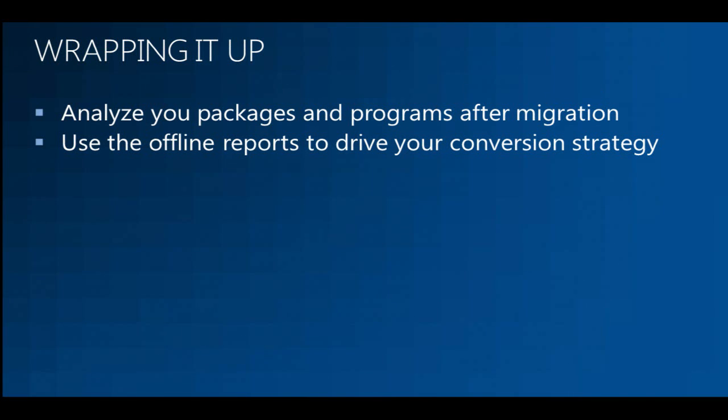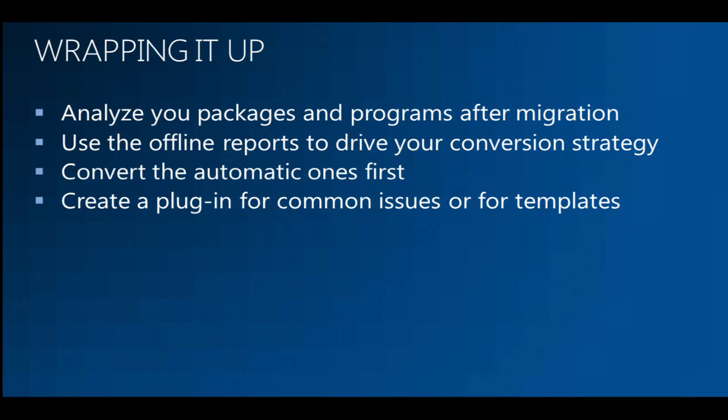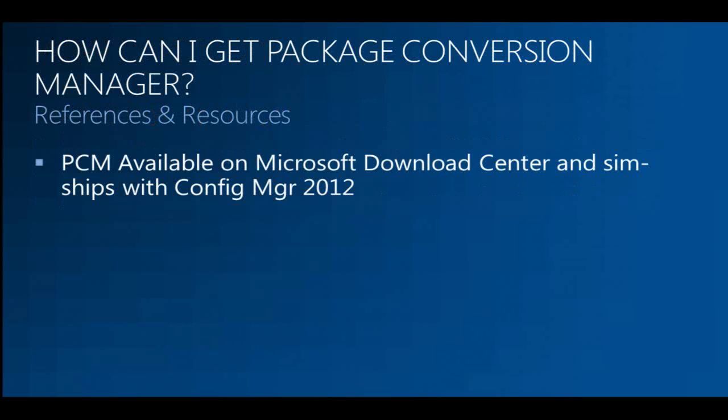So these are our key takeaways. Basically, wrapping it up, I want you to analyze your packaging programs after you migrate from 2007 to 2012. Use the offline reports to drive your conversion strategy. Convert the easy ones first. You'll have a bunch of automatics, convert those first. And then if you have common issues or patterns or some kind of templates that you want to build, create a plugin for that.